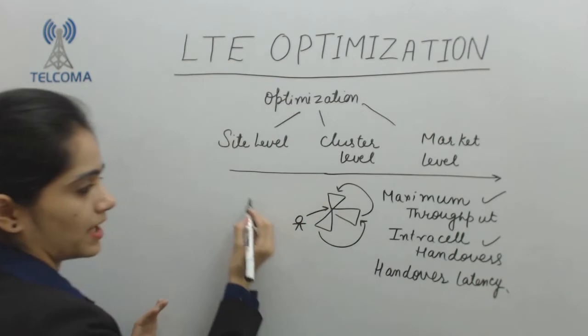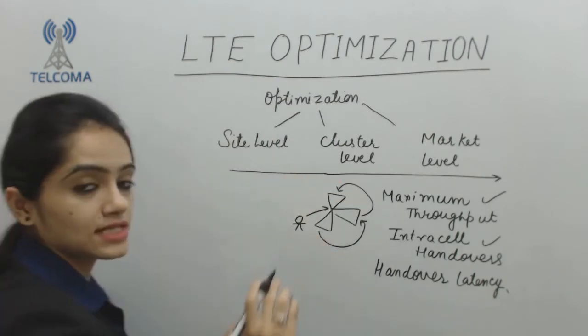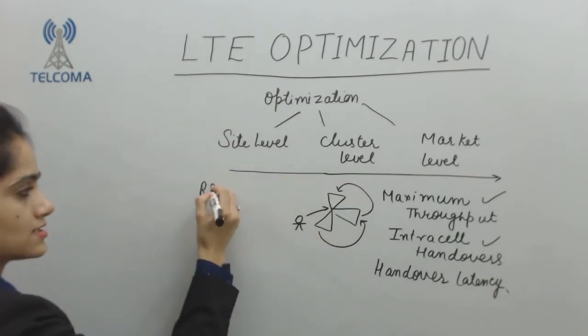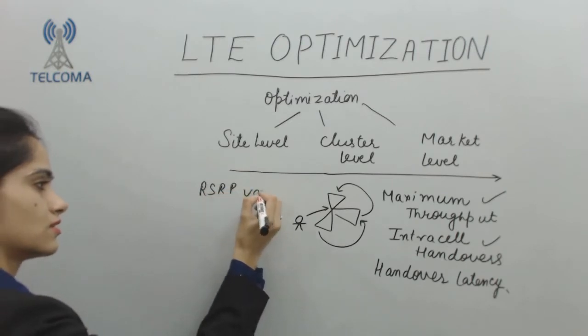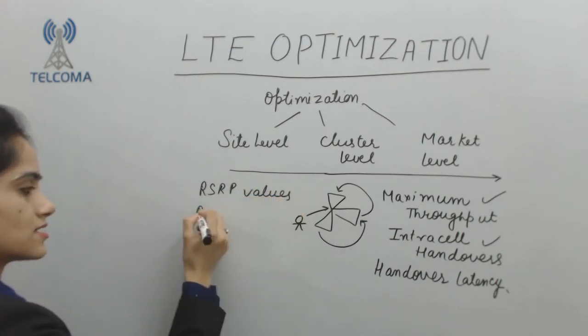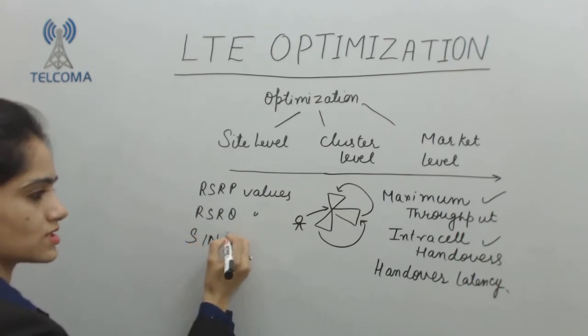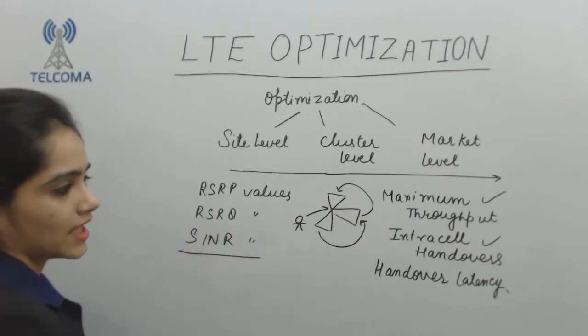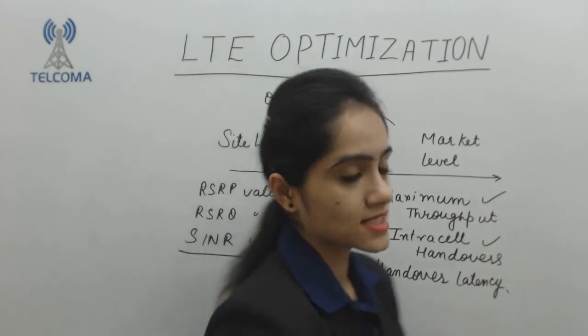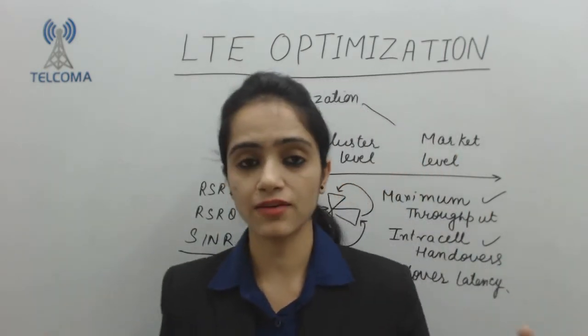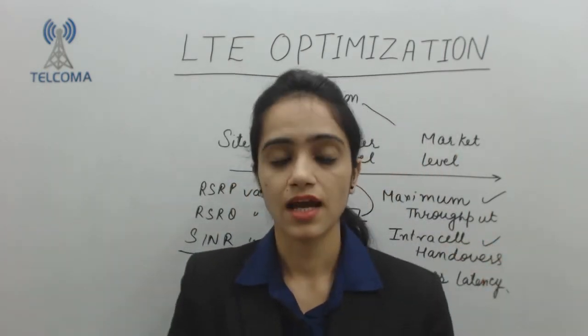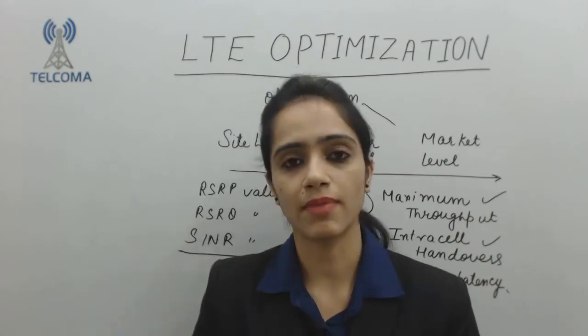After that, the parameters we require in the single cell function test are RSRP values, RSRQ values, and signal to interference noise ratios. That means in the single cell function test, we mainly focus on a single site, revolve around it, and record and calculate each and every parameter.